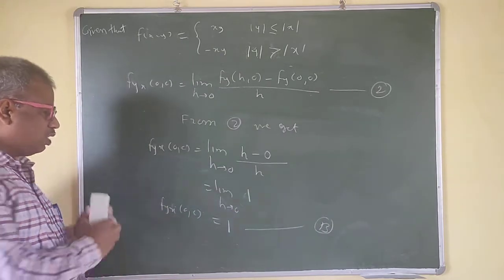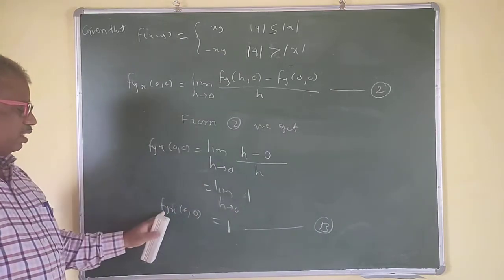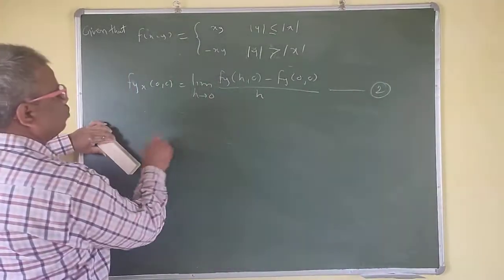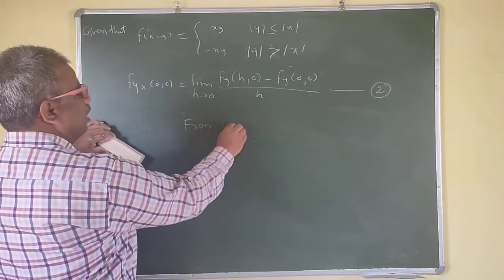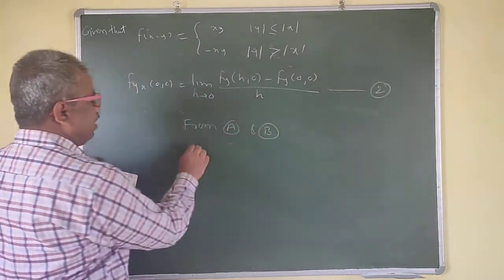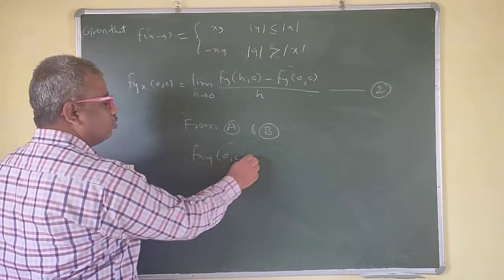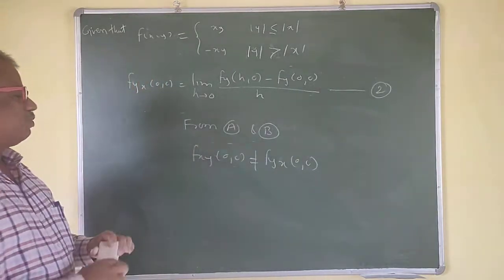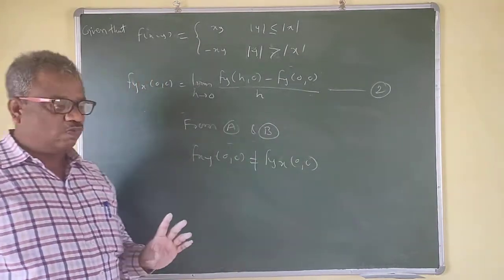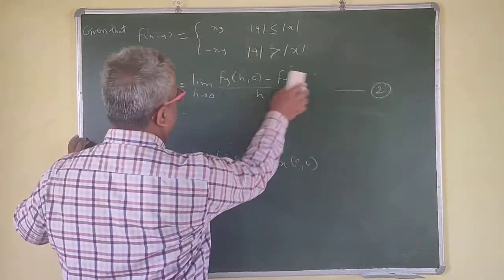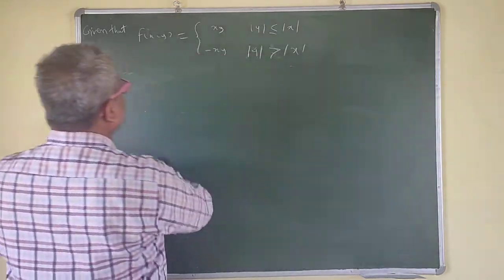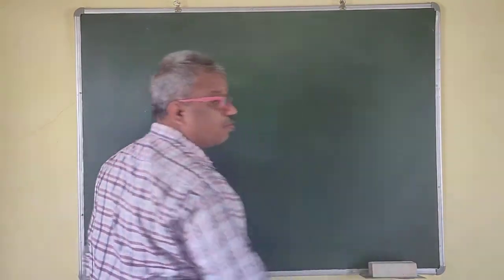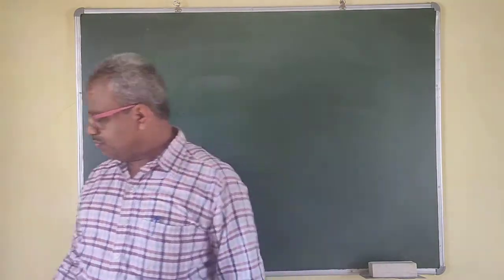So fxy(0,0) is minus 1 from a, and from b, 1. Minus 1 and 1 are not the same. So from a and b, fxy(0,0) is not equal to fyx(0,0), because this value is minus 1 and this value is 1. So they are not equal. So the problem is over now. I hope you understand this. This is a very simple problem. All three problems were very simple.